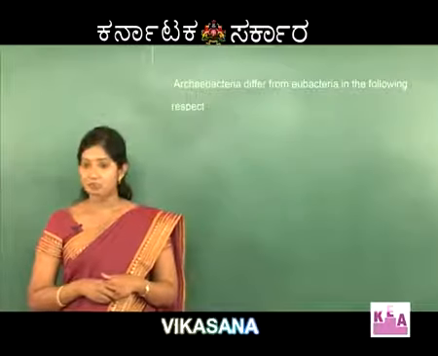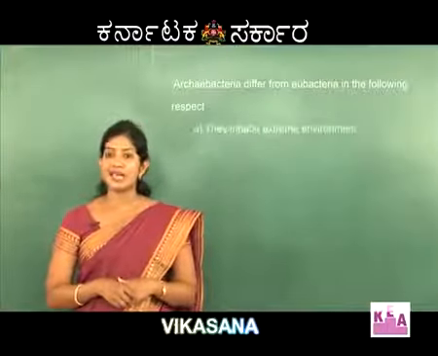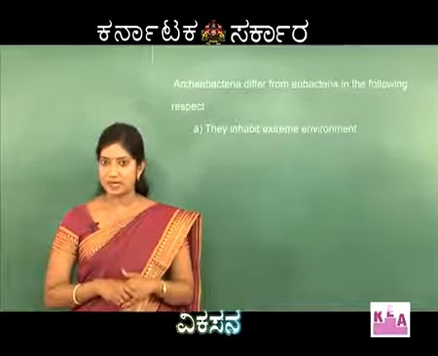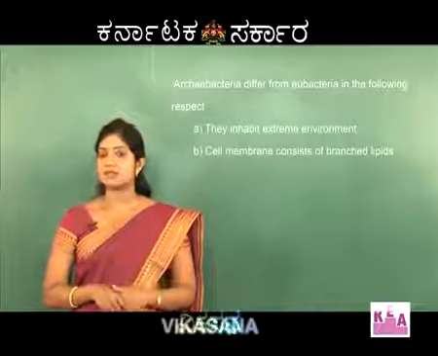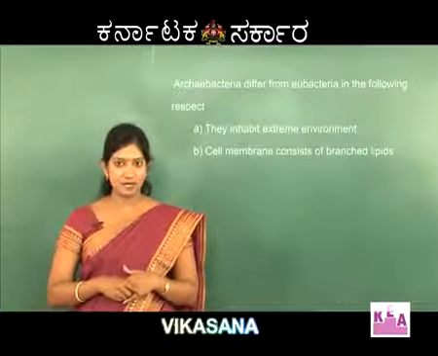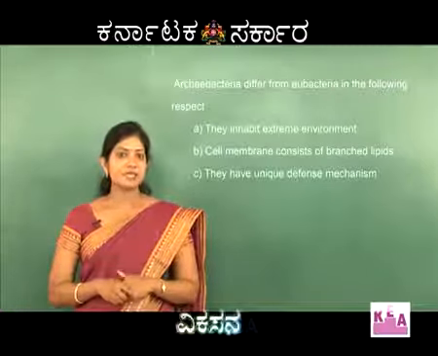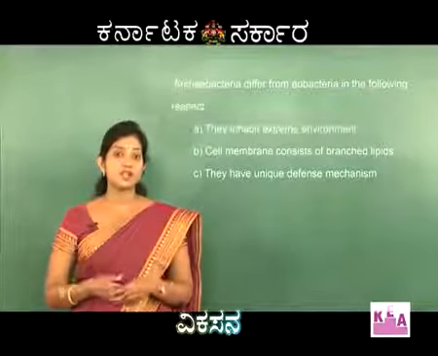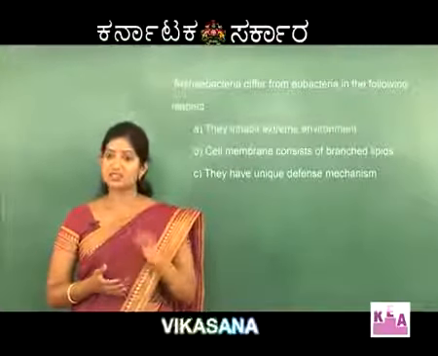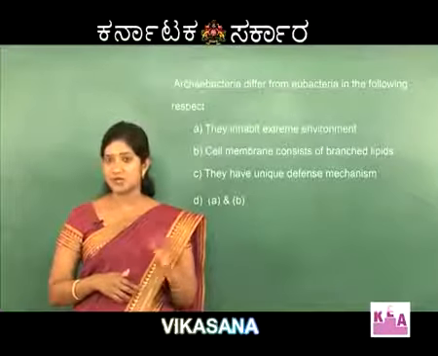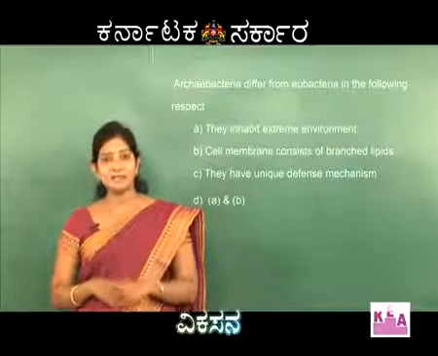So, now let us see the options. First option, they inhabit extreme environment. This sentence is right. Next one, cell membrane consists of branched lipids. This statement is also correct. C, they have unique defense mechanism. Here we have not mentioned what the unique feature is. So, we can discard that particular option and the right option is D, which consists of A as well as B.